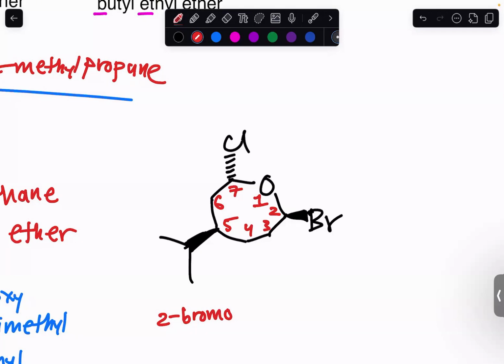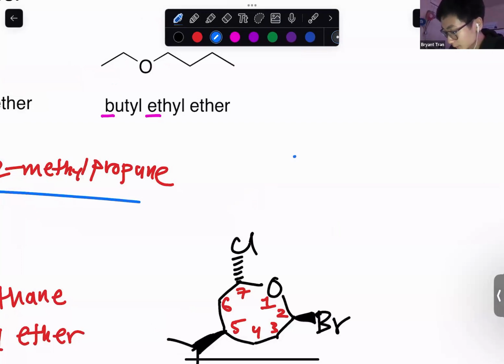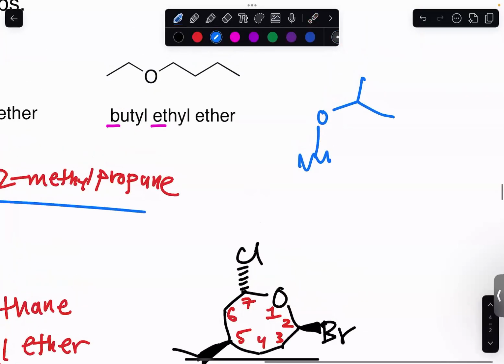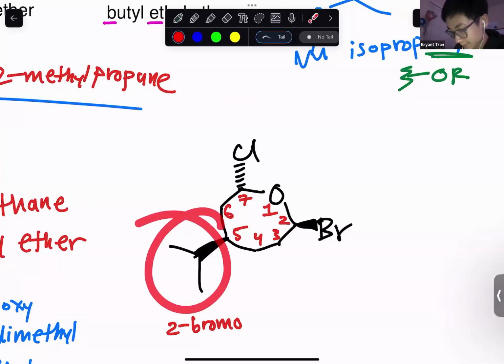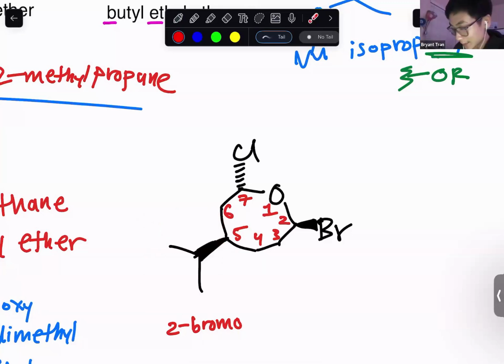Okay, that makes sense. 2-bromo and then 5. I know that's an isopropyl, but isopropoxy sounds wrong. Not isopropoxy, because isopropoxy would be this substituent instead. When you see oxy, that's OR. There's no OR here. So that is just isopropyl, with a YL.